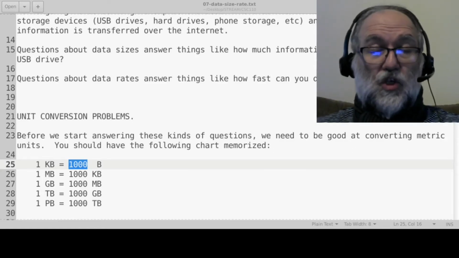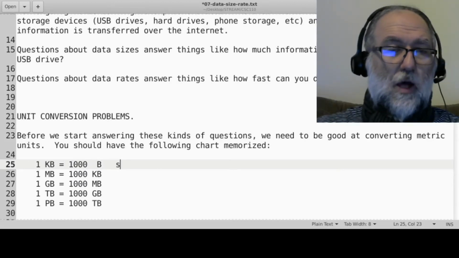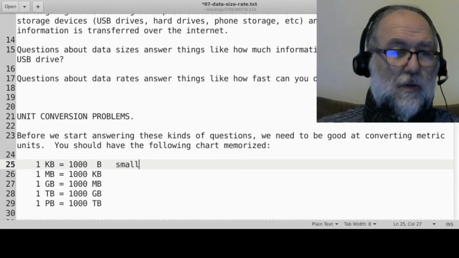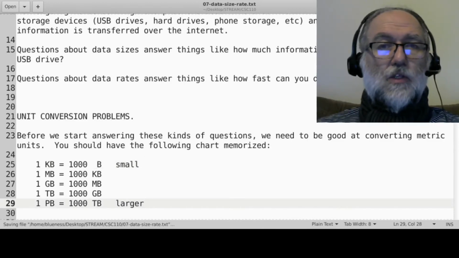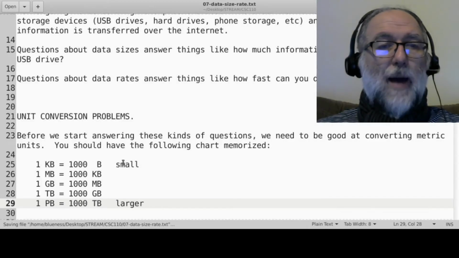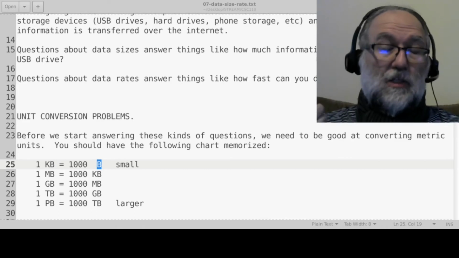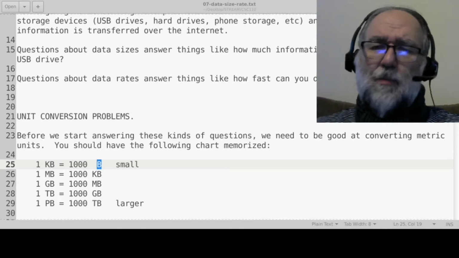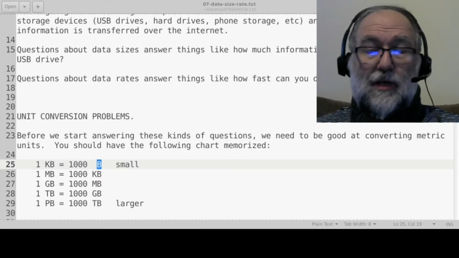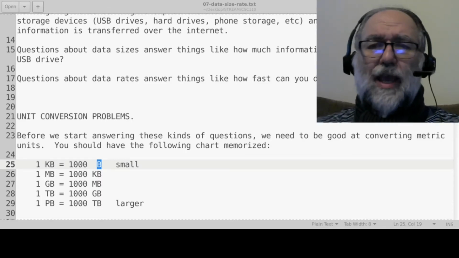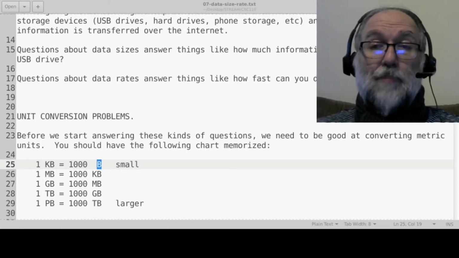You should have this chart memorized, and I should say that the chart starts off with small units up here and increases to the larger units down there. So how does this work? A byte is not the smallest data unit. A bit is the smallest data unit, 1 or 0, but a byte is the smallest data unit that's used in practice when we measure, for example, the size of a USB drive. We don't say the size of a USB drive in bits. We say the size of a USB drive in bytes.